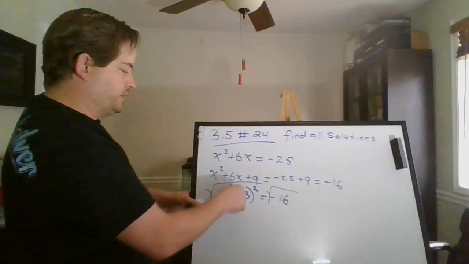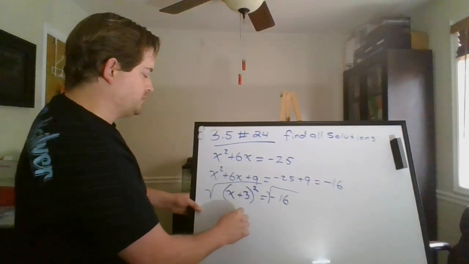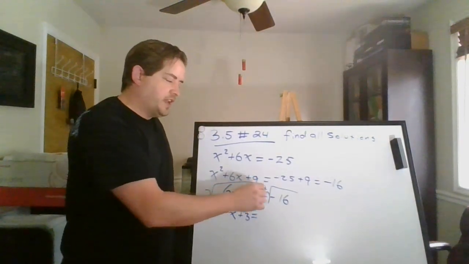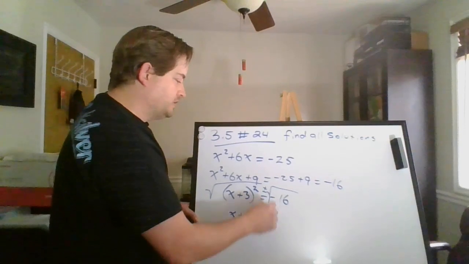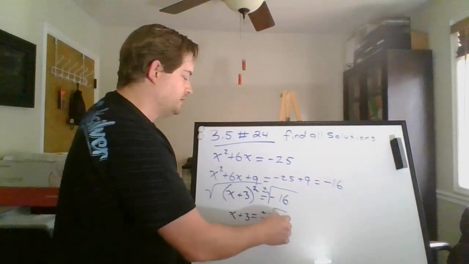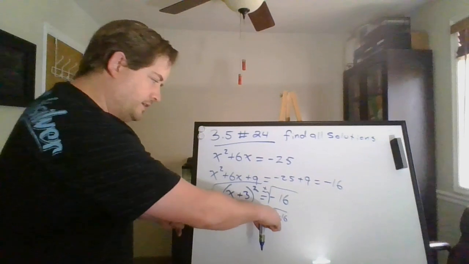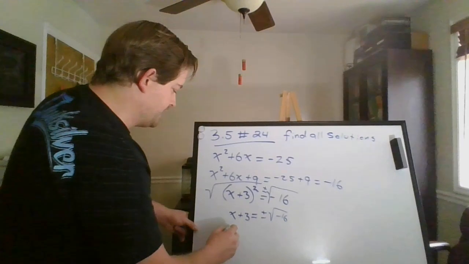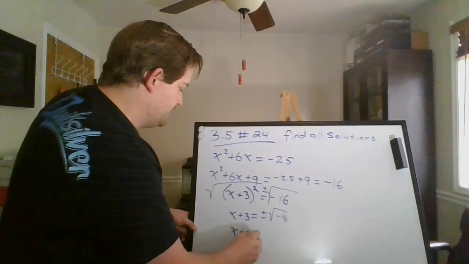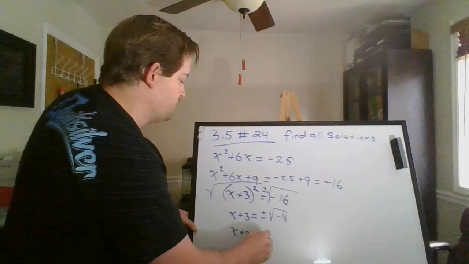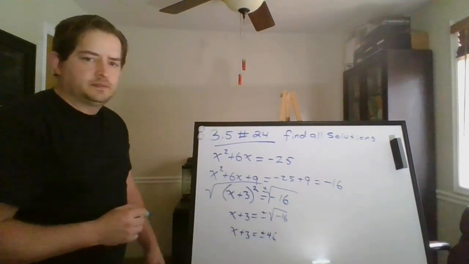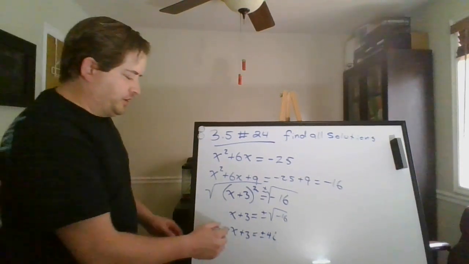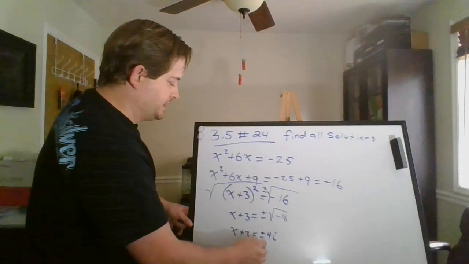On the left, the square and the square root cancel each other, so I'm just left with x plus 3. On the right, whenever I take that square root, there's always the positive or negative, so I have plus or minus square root of negative 16. With the square root of negative 16, I can take that negative out as an i, and then the 16 is a 4. So this is x plus 3 equals plus or minus 4i. And then I can continue to solve simply by subtracting 3 from both sides.